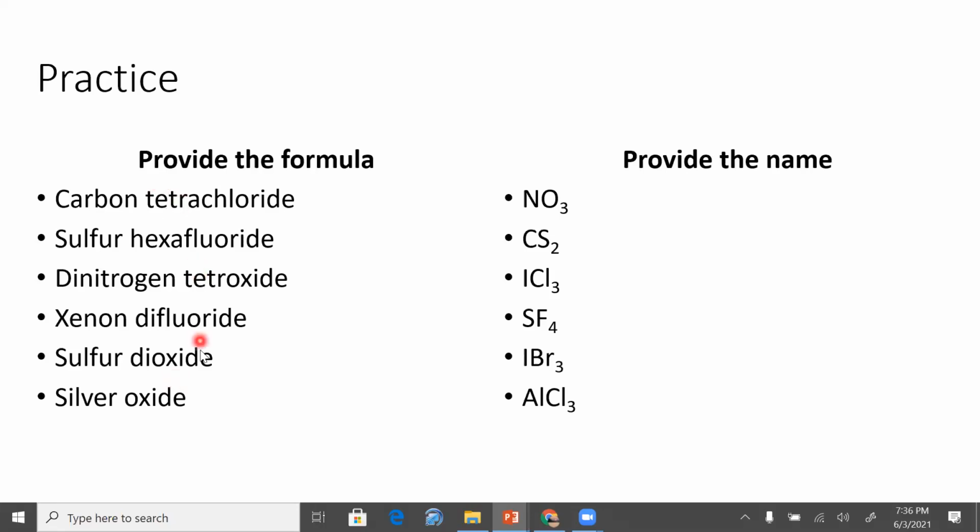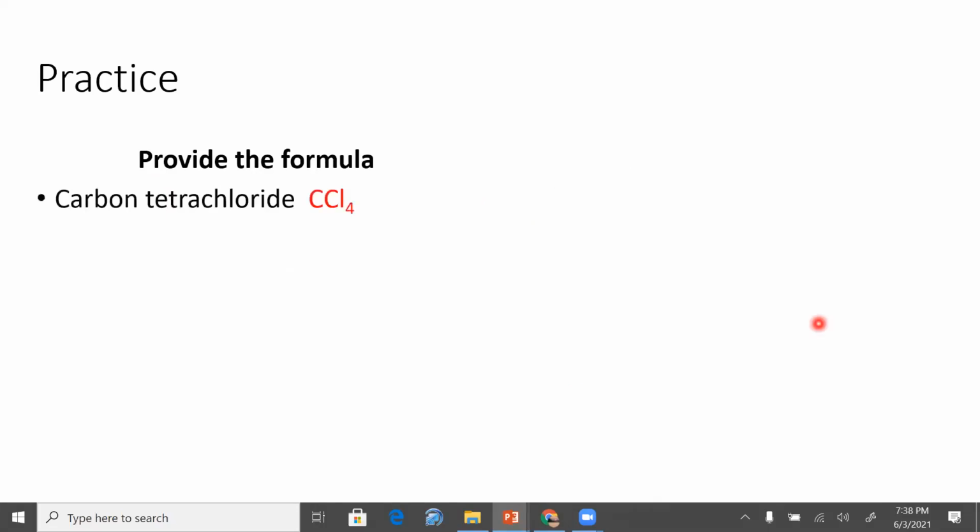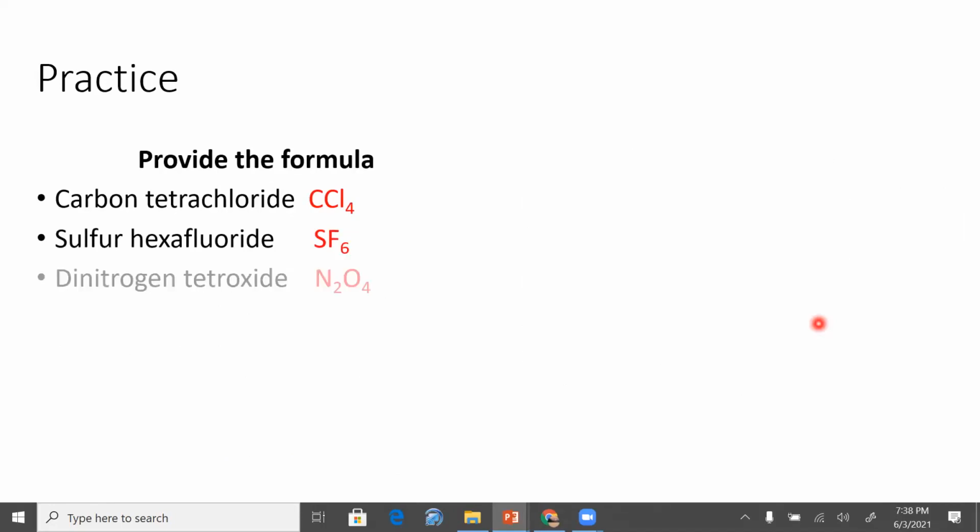So write the formulas for these, and they're pretty literal. And then write the names for these. And then we'll go over them. So carbon tetrachloride is CCl4. Sulfur hexafluoride is SF6. Dinitrogen tetroxide is N2O4.